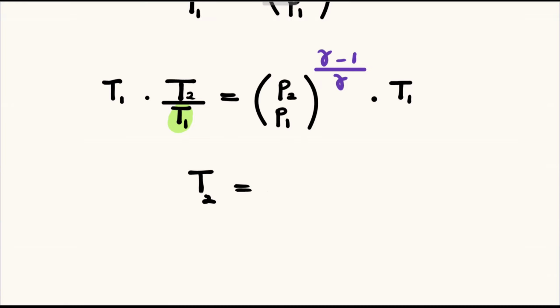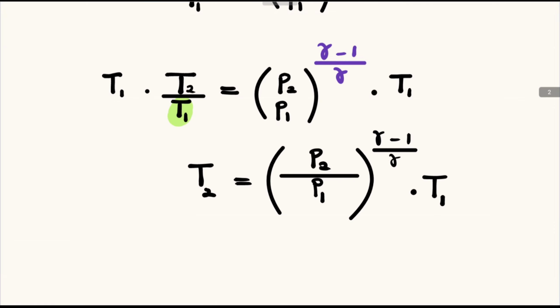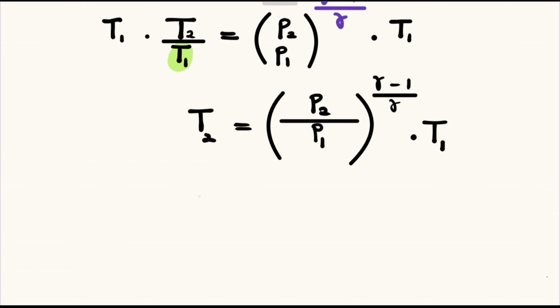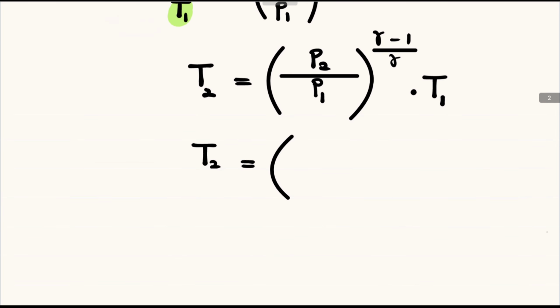will be equal to the pressure 2 divided by pressure number 1, all raised to the power gamma minus 1 divided by gamma, multiplied by T1. Now we can substitute. So we have temperature number 2 is equal to the pressure number 2, which was, I believe, 1380 kilopascals. Yes, that 1380 kilopascals is our pressure number 2.